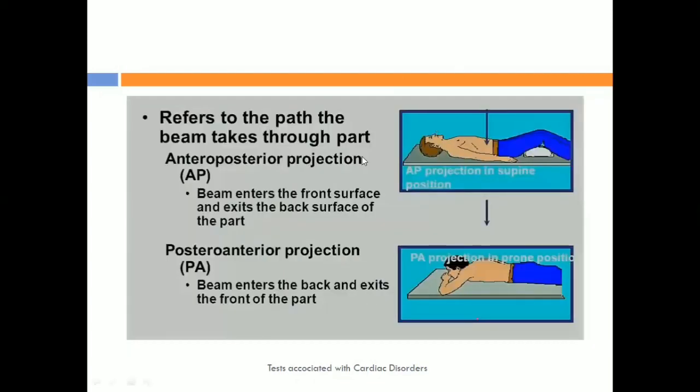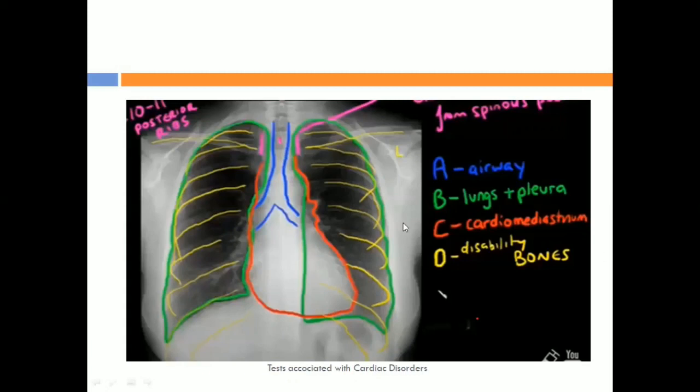And next, see, this is a standing position. If you see the top one, the anterior posterior sequence, the beams are entering from the front side of the patient's body. If you see this one, the X-rays are entering from the back side of the patient's body, right?